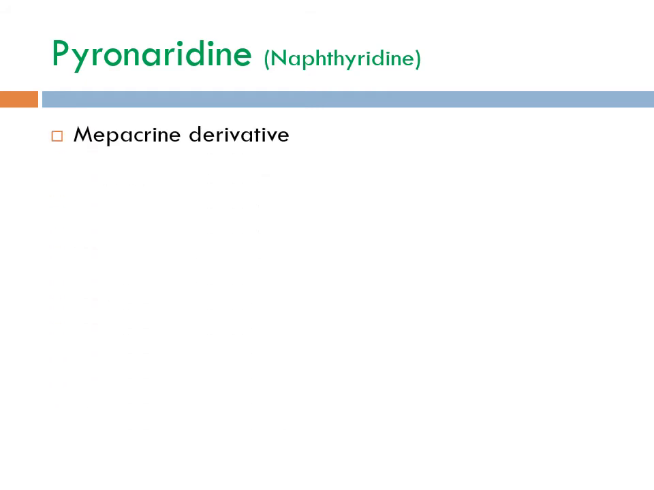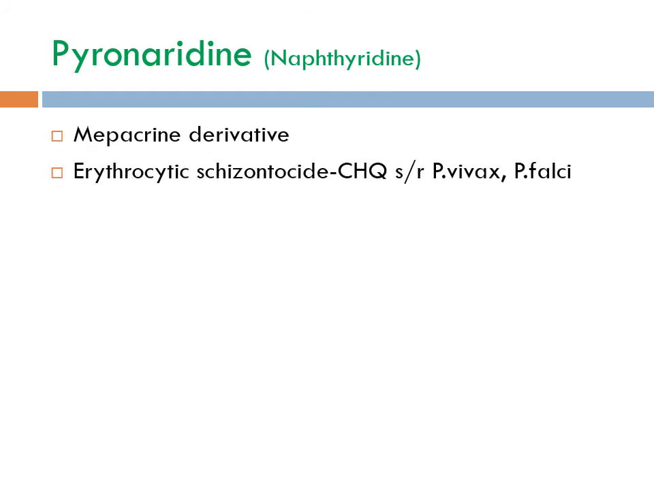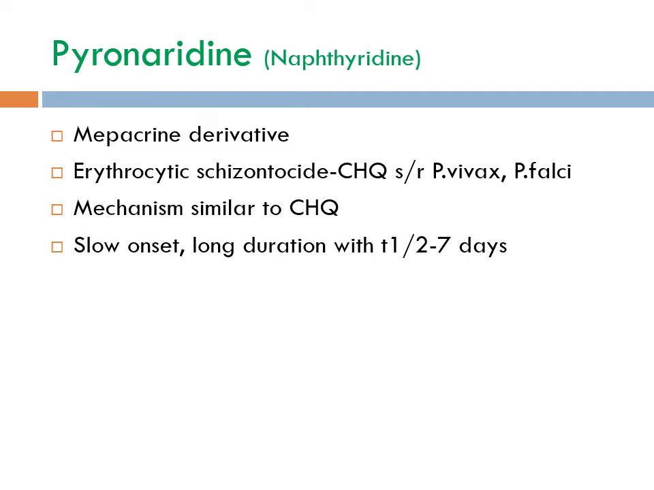Naphthyridine, pyronaridine, which is a mepacrine derivative. It is an erythrocytic schizontocide against chloroquine sensitive and resistant P. vivax and P. falciparum forms. Its mechanism is similar to chloroquine. It has slow onset and longer duration with T-half of about 7 days and it causes only mild GI upset. It is used in combination with artemisinin derivatives.